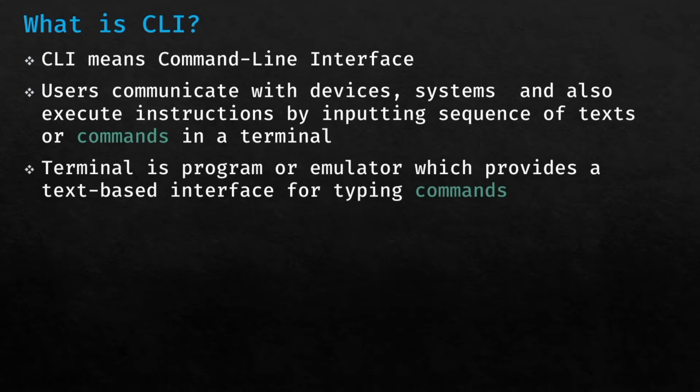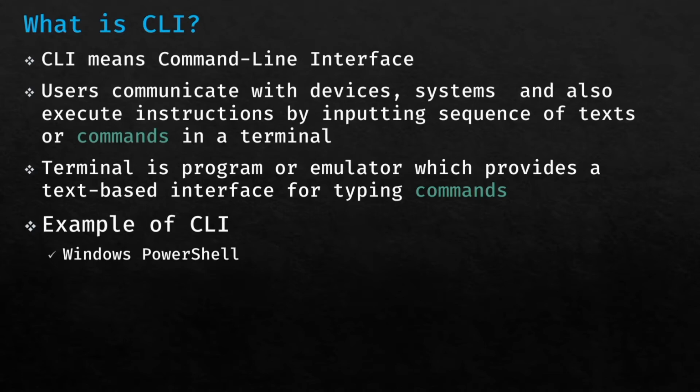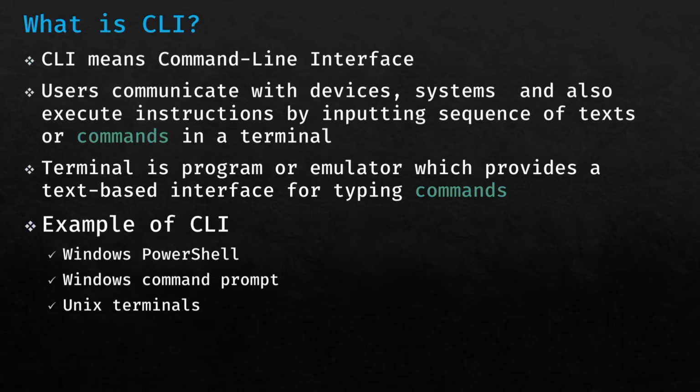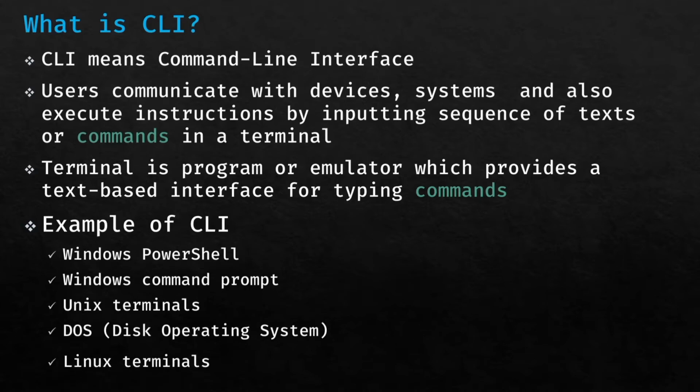Now a terminal is a program which provides a text-based interface for typing commands. Text-based means that it only accepts text. There is nothing like visual indicators and audio indicators like in the graphical user interface. Some examples of CLI that we have are the Windows PowerShell and the Windows command prompt, which we are going to have a look at in our next session. We also have the Unix terminals, the DOS, and the Linux terminals.